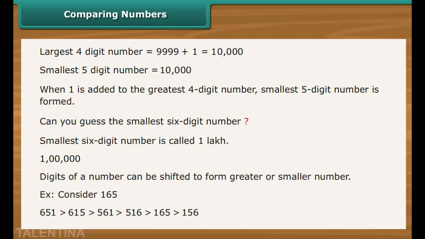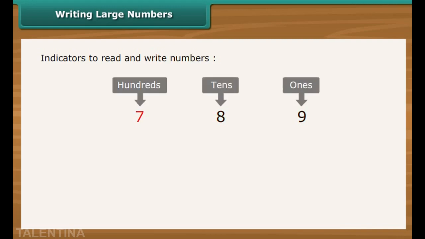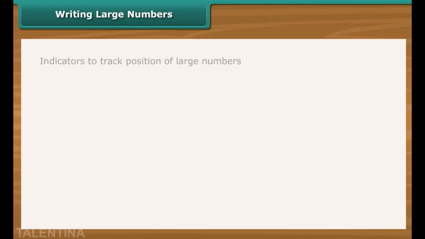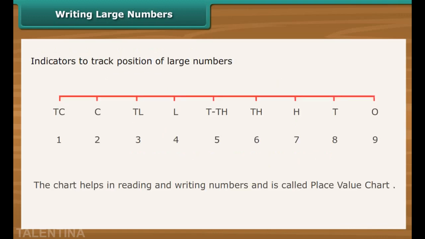Let us see how. Writing large numbers. Sometimes the large numbers are so large that it becomes difficult to keep track of. Then it helps to use indicators to read and write large numbers. In a decimal number system, the value of a digit depends on its place or position in the number. Each place has a value of 10 times the place to its right. It can be extended to crores. The chart helps in reading and writing numbers and is called place value chart.